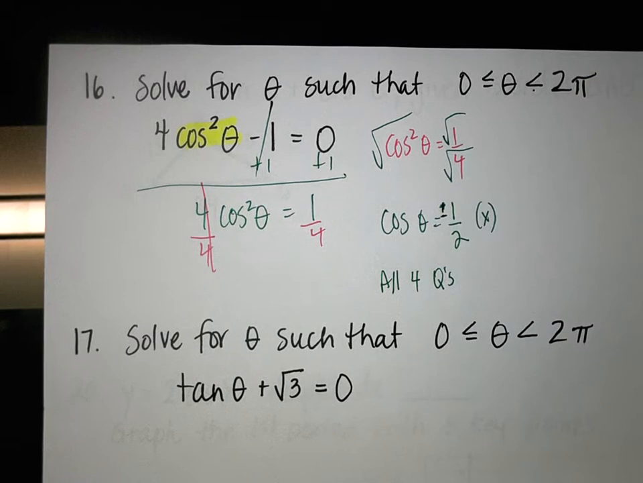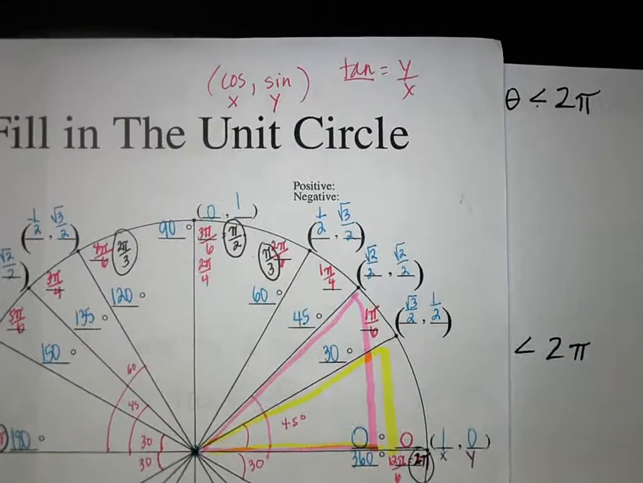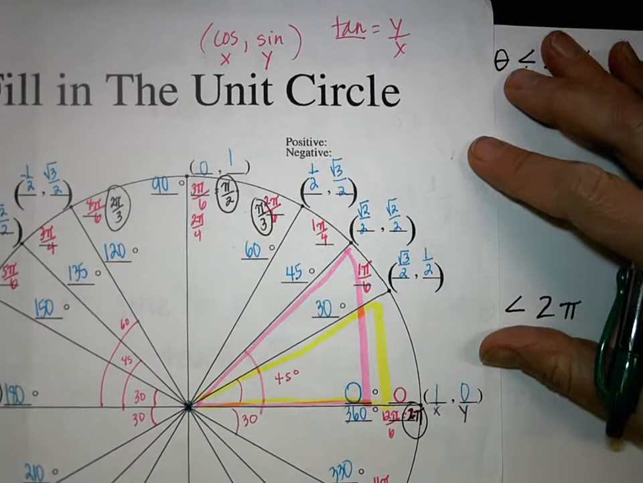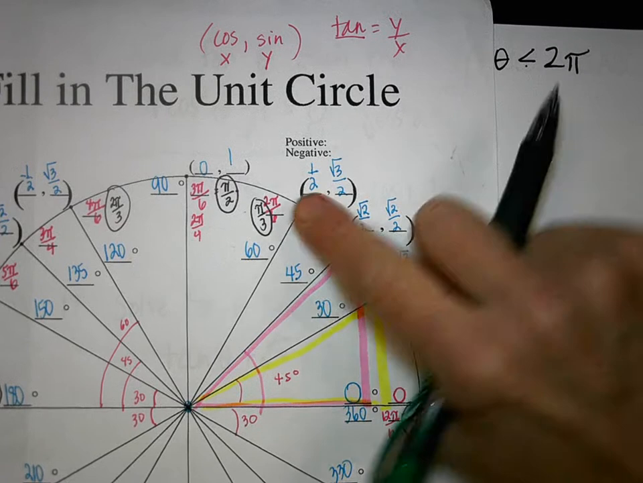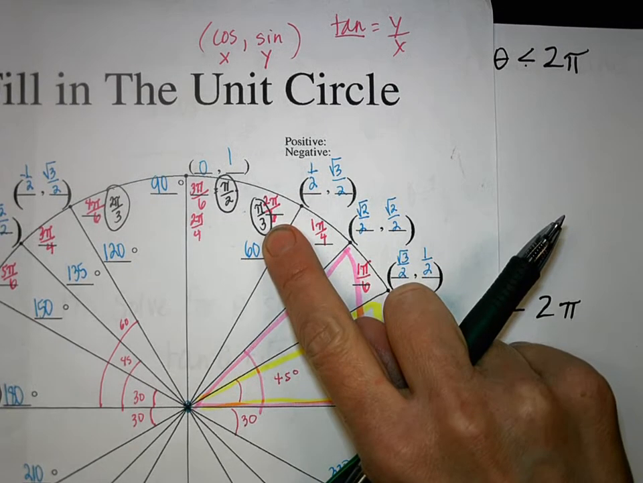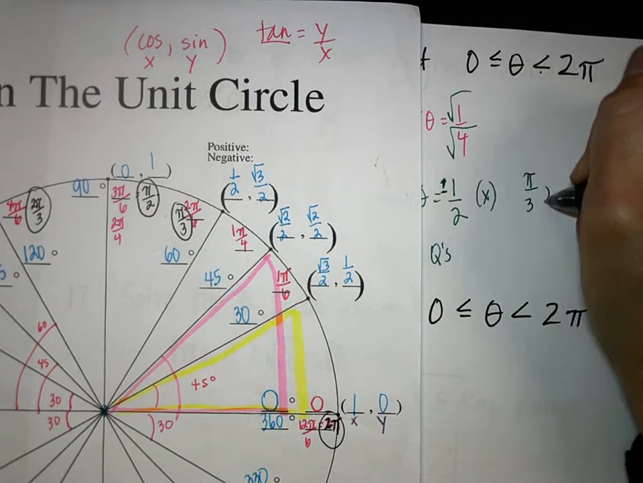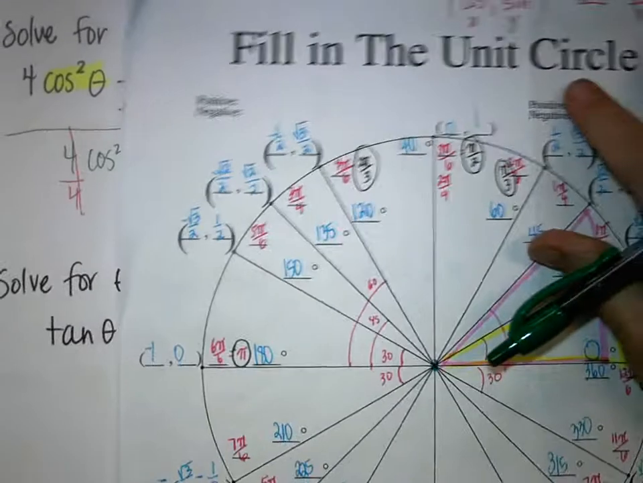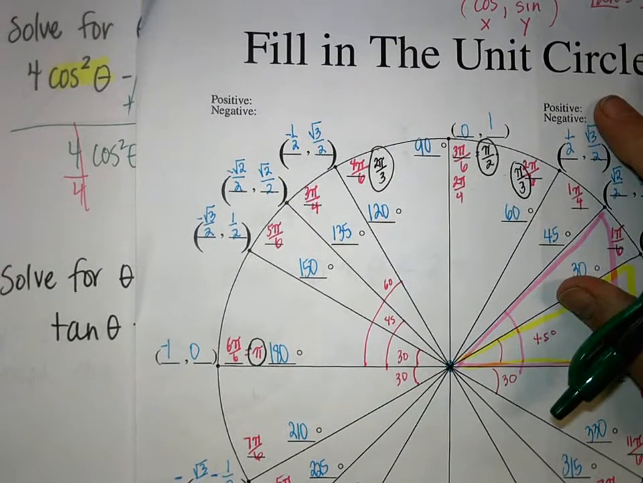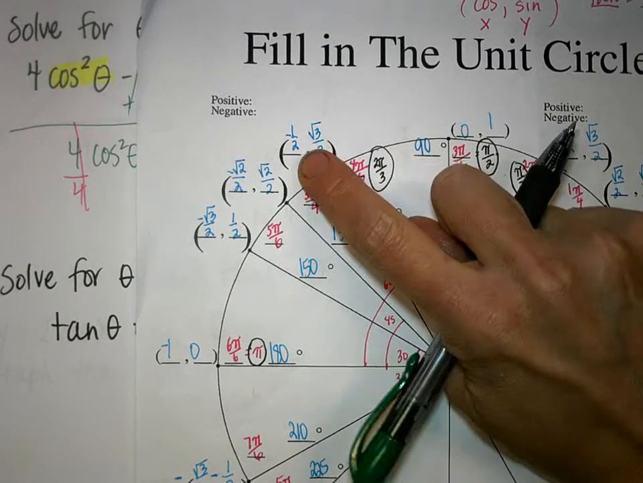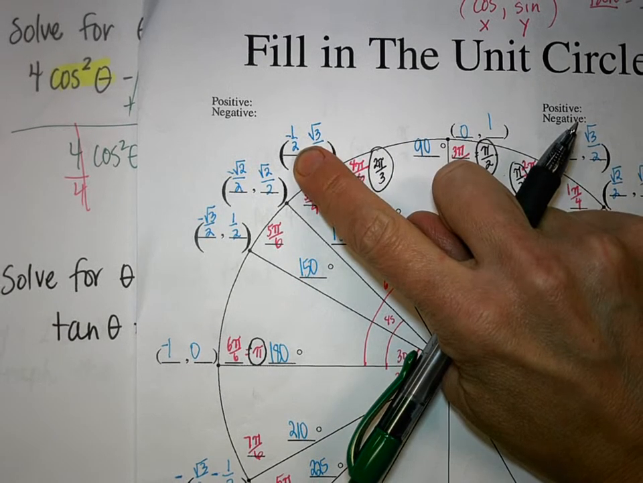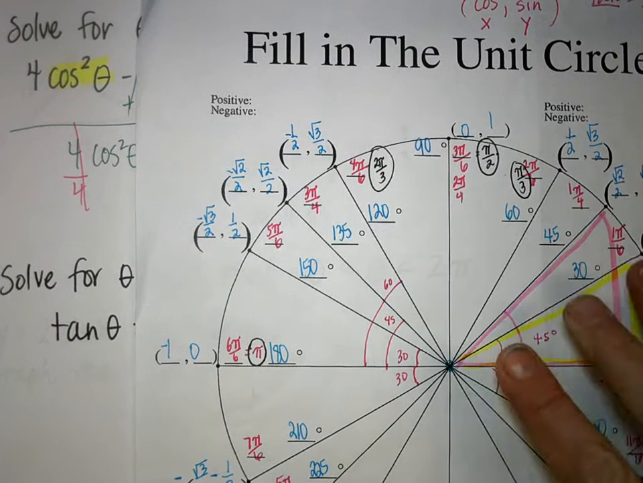So starting in quadrant 1, the x value is 1/2. In radians, it's at pi over 3. So one of my answers is pi over 3. In quadrant 2, x needs to be a positive or negative 1/2, and right here, this is where it's negative 1/2, and in radians, that is 2 pi over 3.